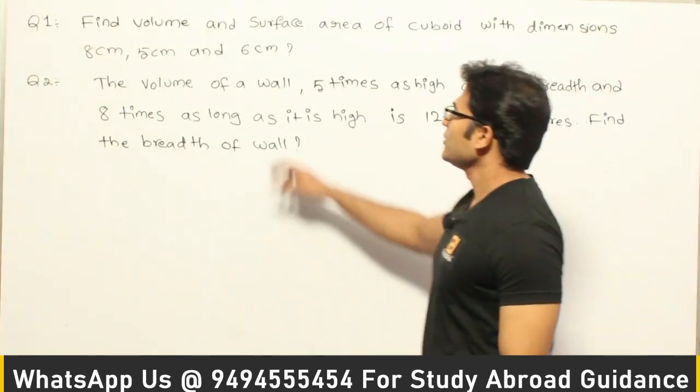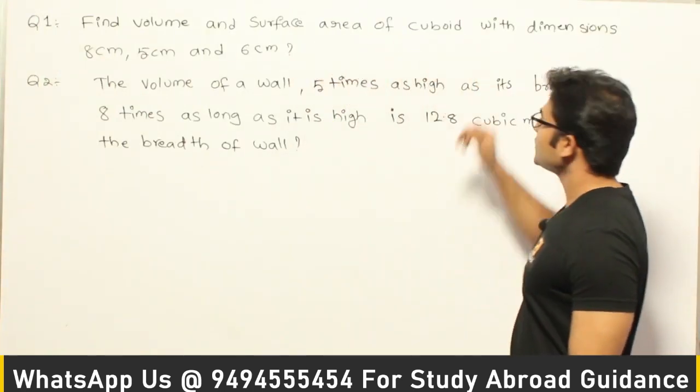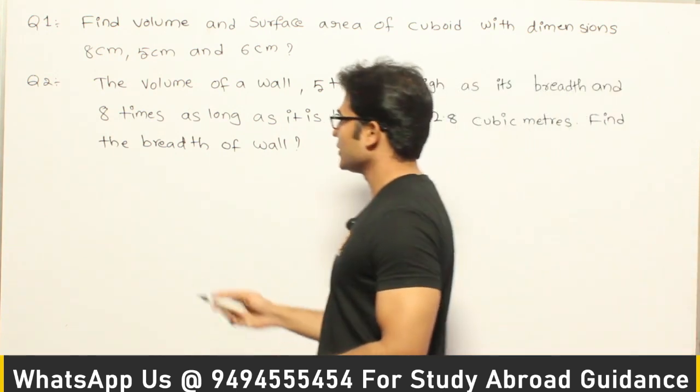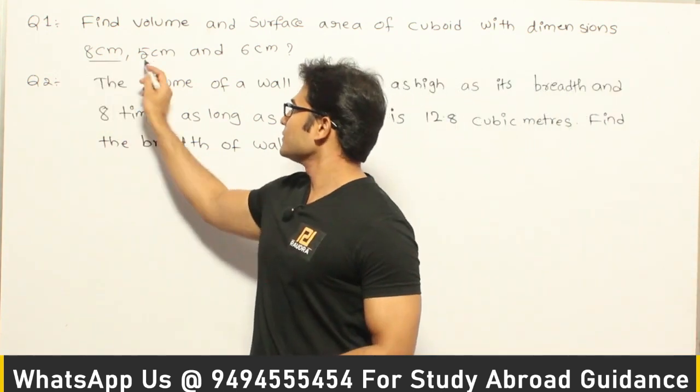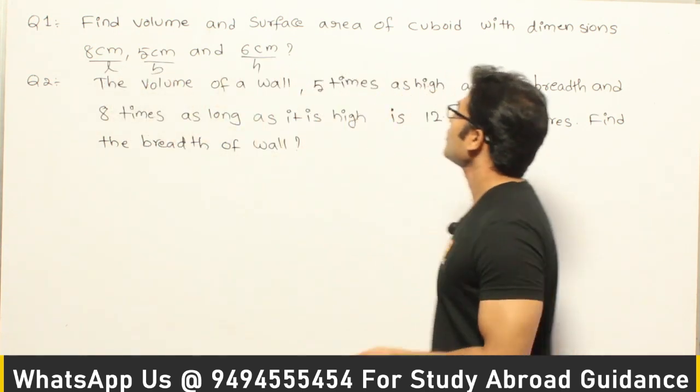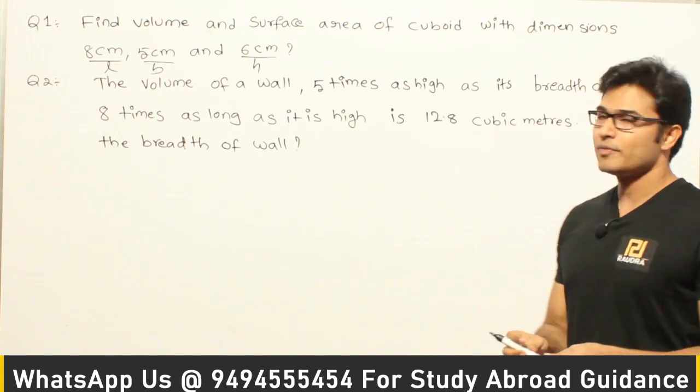Let's see this. Find the volume and surface area of the cuboid with dimensions 8 centimeters, 5 centimeters and 6 centimeters. So they are given that the dimensions are, you can assume that one is L, other is B, other is H. It is given, and now we are supposed to find out what is the volume and surface area.